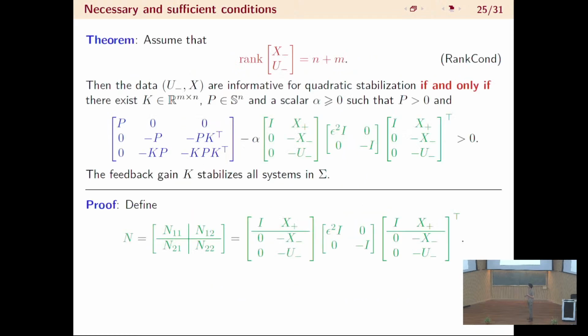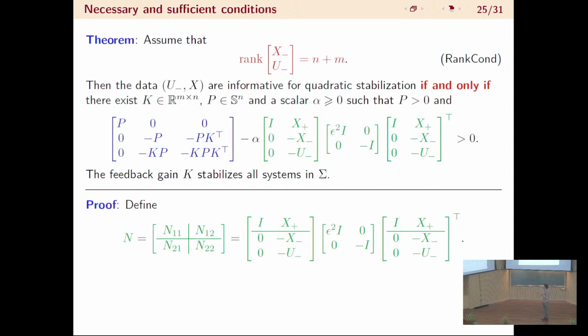So, to apply the matrix S lemma, though, we do need to verify two assumptions. In particular, N22 needs to be negative definite, and the Schur complement needs to be positive semi-definite. So in the context that we have here, where we take this green matrix to be the matrix N, we need to verify whether the conditions of the matrix S lemma hold. So N22 needs to be negative definite, Schur complement needs to be positive semi-definite. So let's try to figure that out in the proof.